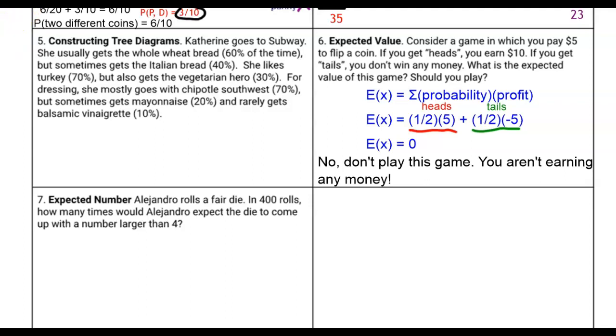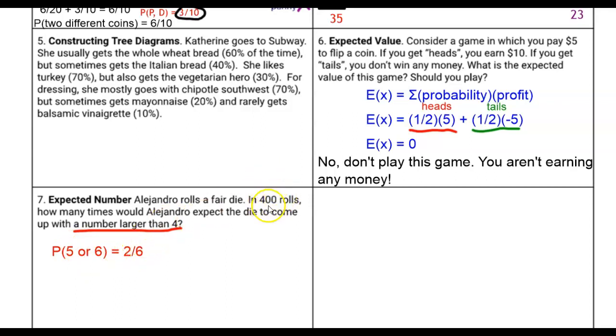All right, last but not least, Alejandro rolls a fair die. In 400 rolls, how many times would Alejandro expect the die to come up with a number larger than 4? Well, first let's find the probability of rolling a die and getting a number larger than 4. On a fair die, there are only a couple of numbers larger than 4. There's a 5 and a 6. So we need to calculate the probability of a 5 or a 6. So now the probability of getting a 5 or a 6 is 2 out of 6 because there are 2 desired outcomes, 5 or 6, divided by 6 possible outcomes.